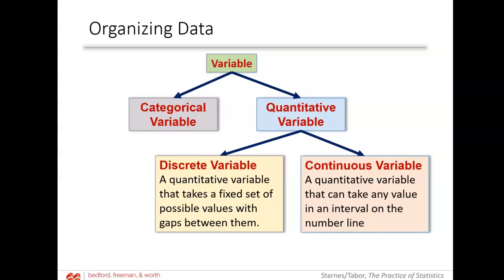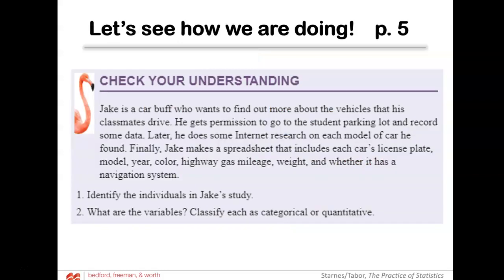Weight is a continuous variable. So, you don't have to say like you weigh exactly 122 pounds. You could weigh 122 pounds and so many ounces and so on and so on.